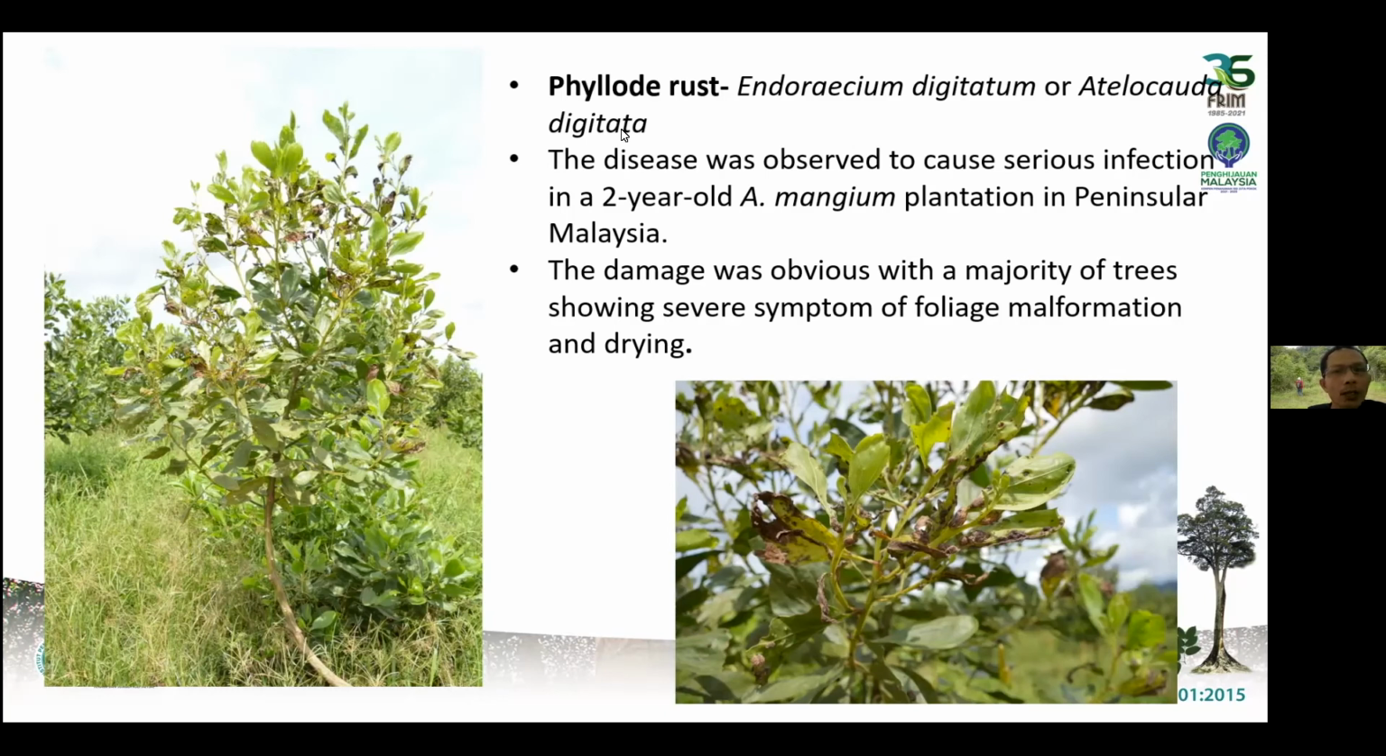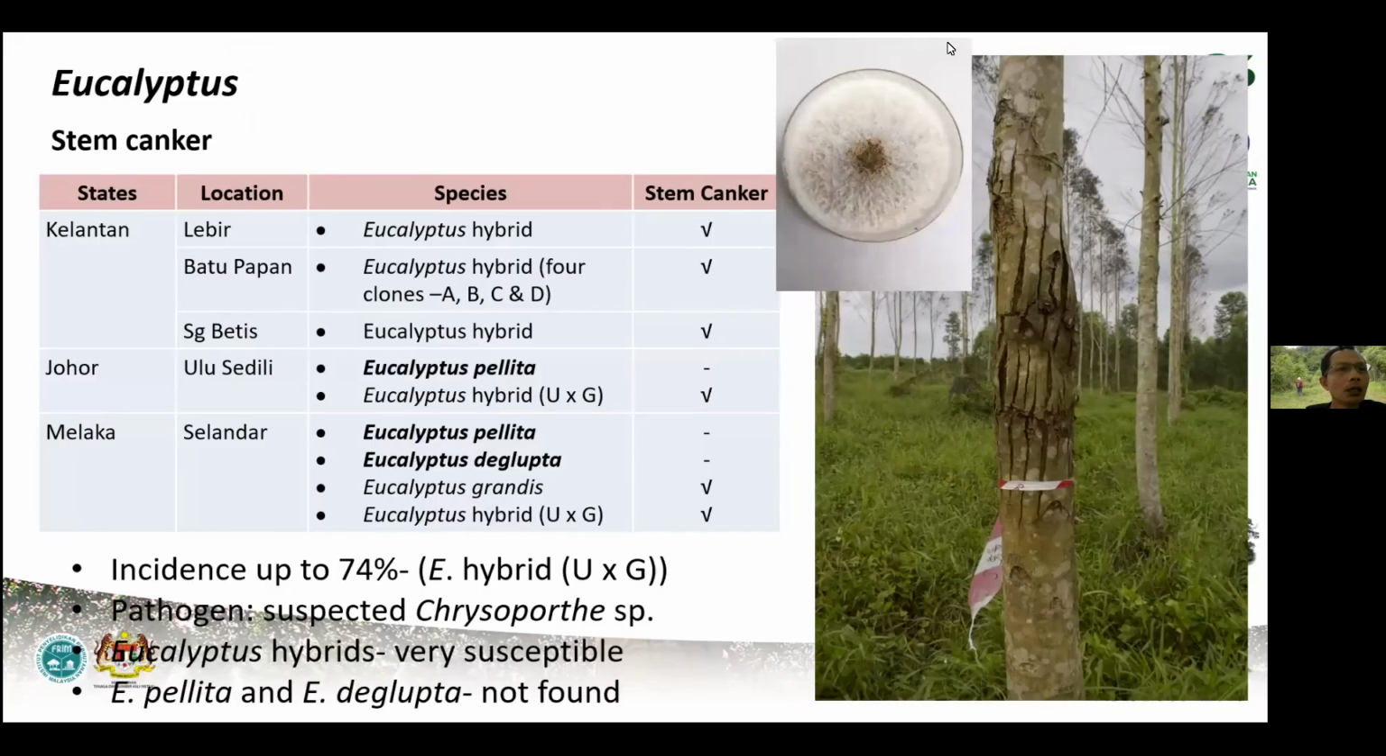Okay, this one is eucalyptus. Okay, so far this is a very preliminary result because the survey we just conducted in these few months. Okay, the problem with eucalyptus that we found at present is stem canker. Okay, we have surveyed five eucalyptus plantations.